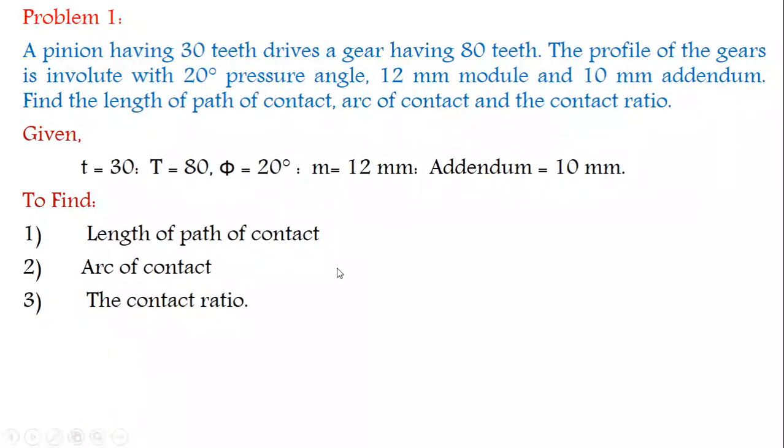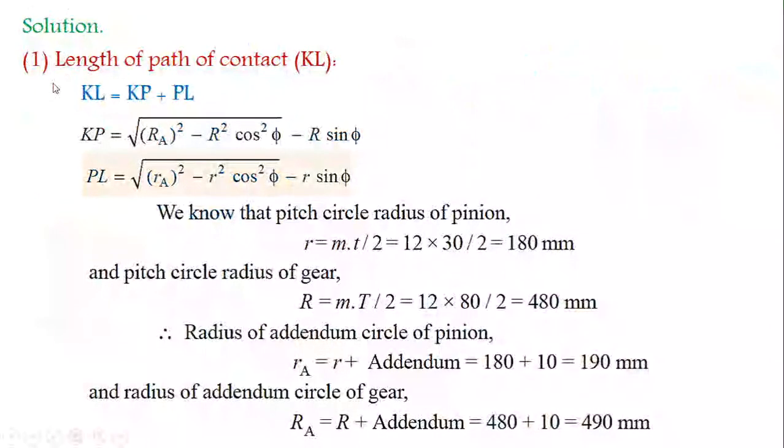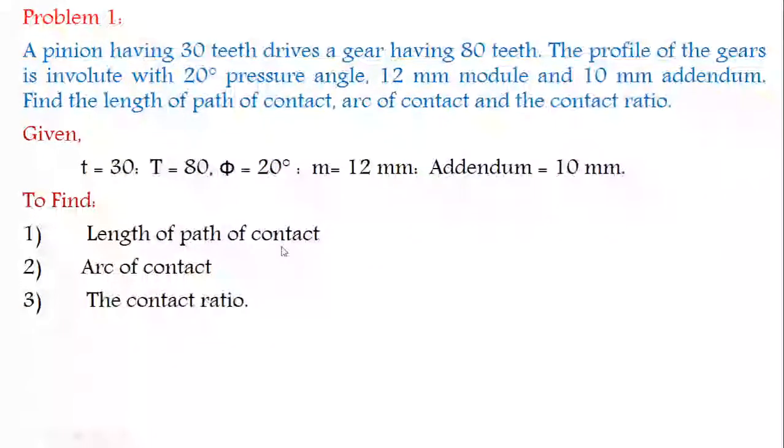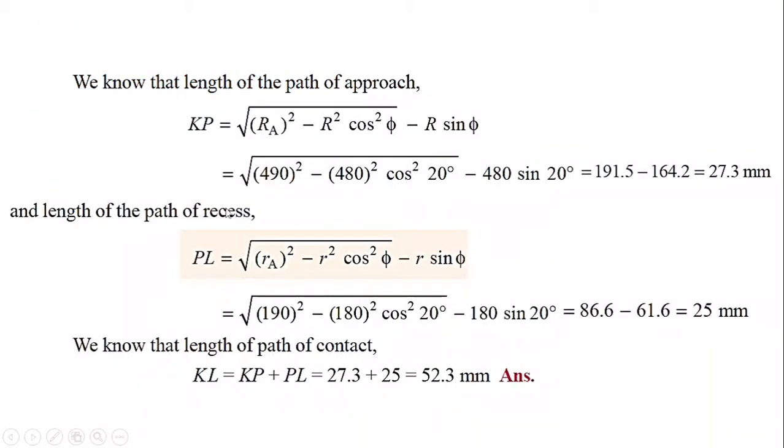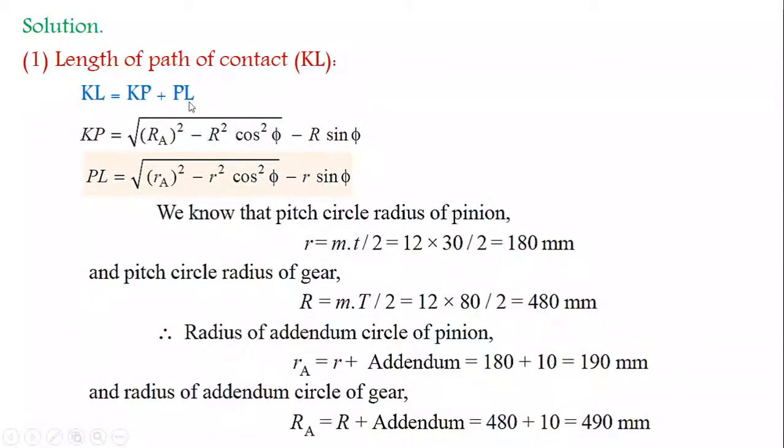This is a simple problem. Let's see how to solve it. First one is length of path of contact, KL. We have to find the KL value. This is the first question. Using this data, we have to find the length of path of contact. Length of path of contact KL equals KP plus PL. KP is the length of path of approach and PL is the length of path of recess.